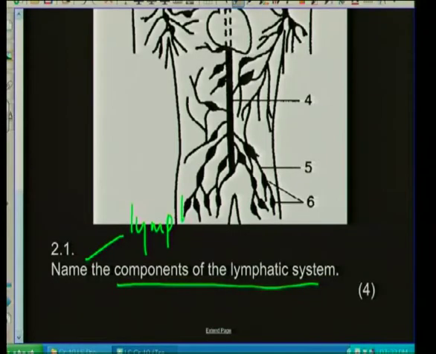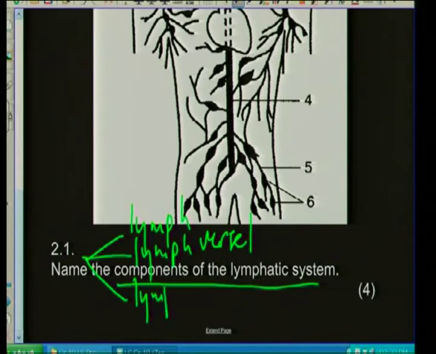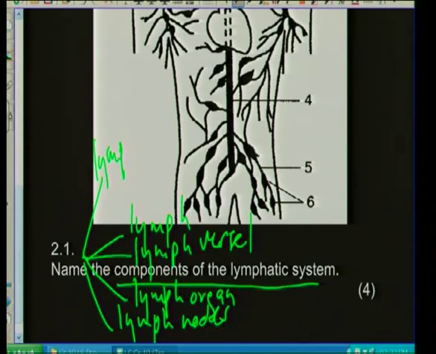Obviously, it would be lymph itself, the fluid. Then obviously the lymph vessels. Then you will have your lymph organs. You'll have your lymph nodes. Depending on what the examiner wants, you can even add your lymphocytes. These are some of the things that make up the lymphatic system. Depending on what the examiner wants, you can write any 4 of these.